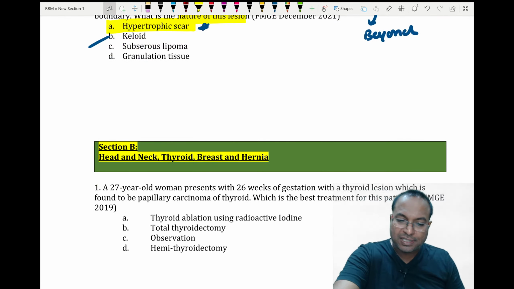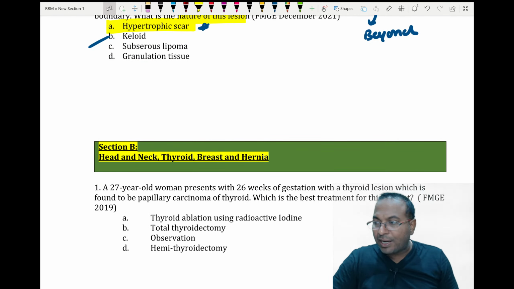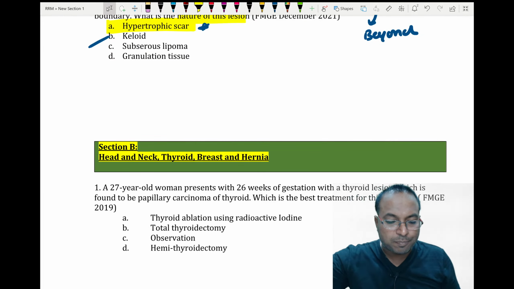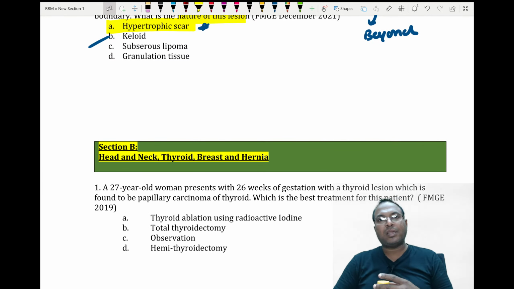Okay, so that completes the part A. So any doubts you have in trauma or general aspects, please tell me now. So we are going to discuss all the systems one by one.